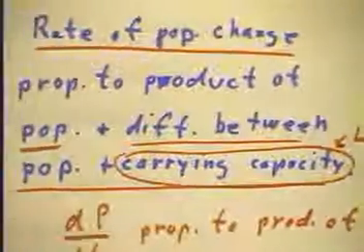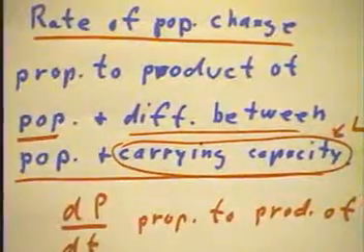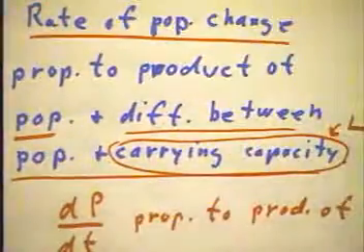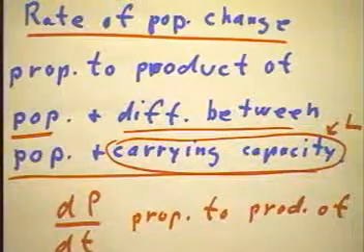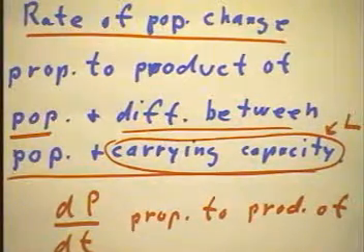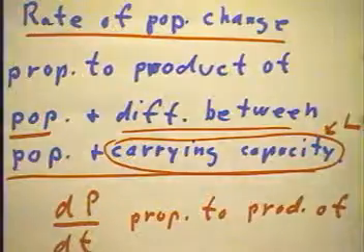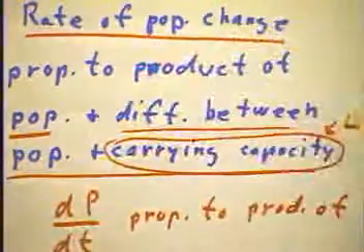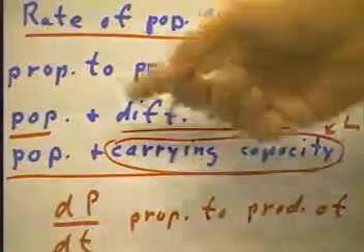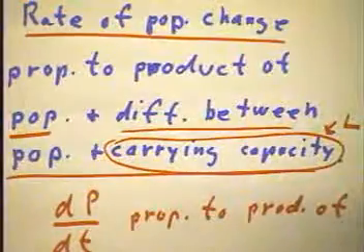Still another example. The rate of population change is proportional to the product of the population and the difference between population and carrying capacity. This is actually a problem in the text. Well, the rate of population change is obviously going to be dP over dt, using big P for the population.